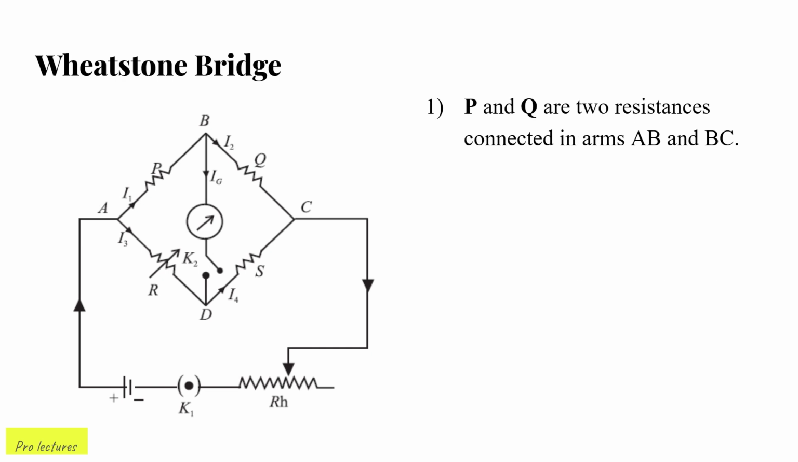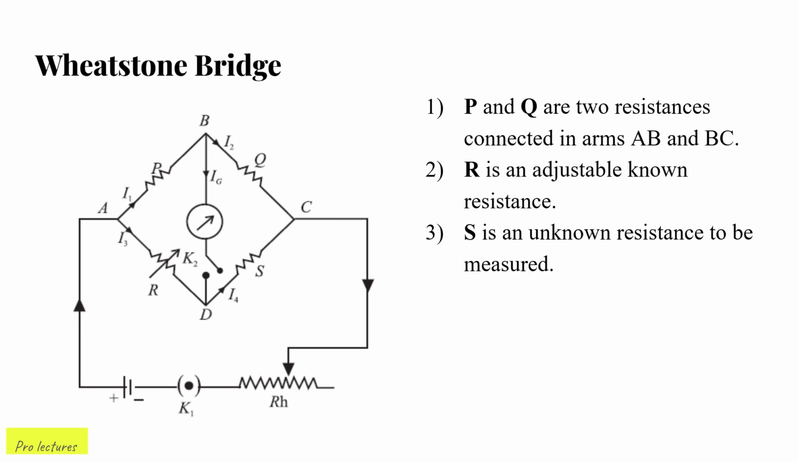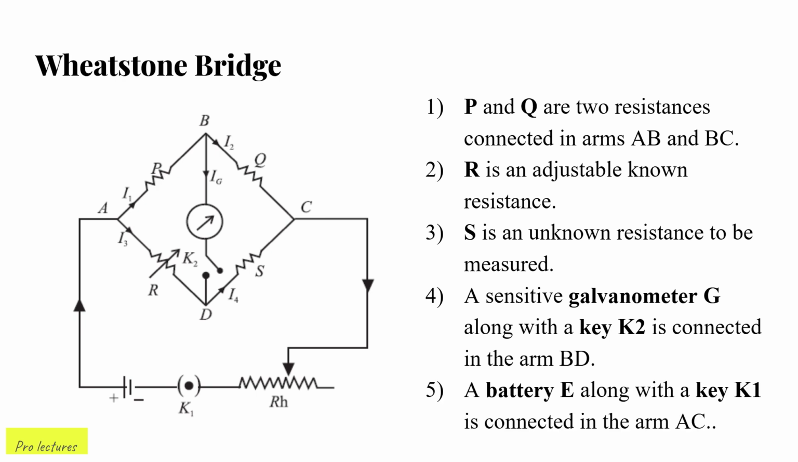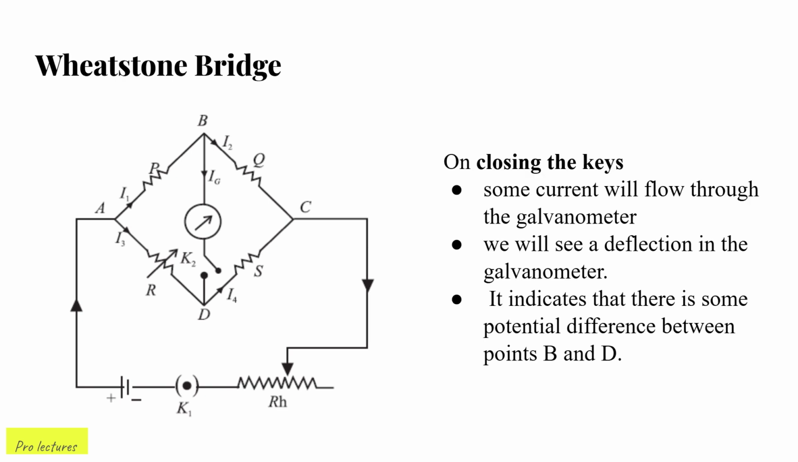Let's break it down. Here is a typical setup of a Wheatstone bridge. P and Q are two resistances connected in arms AB and BC. R is an adjustable known resistance. S is the unknown resistance we want to measure. A sensitive galvanometer along with the key K2 is connected across the points B and D, and a battery E with the key K1 is connected in the arm AC.